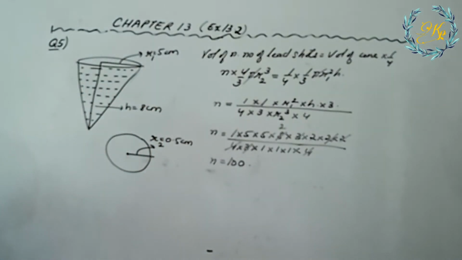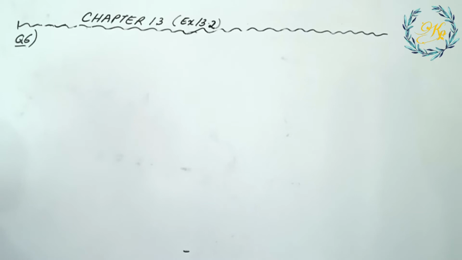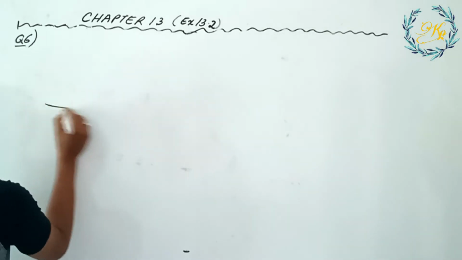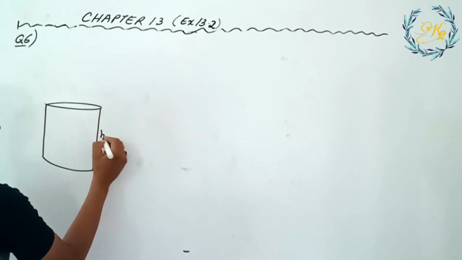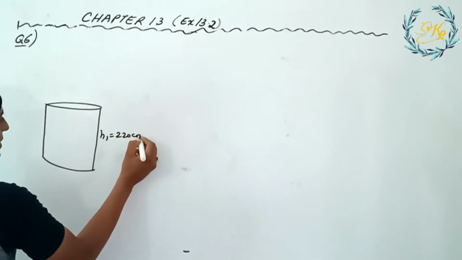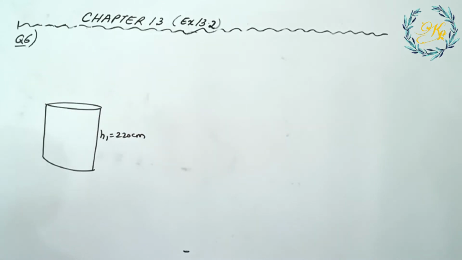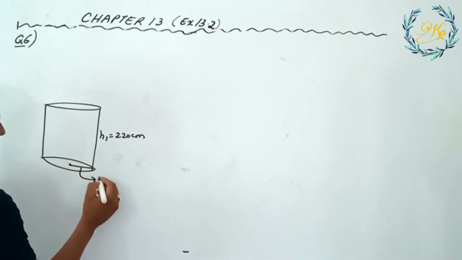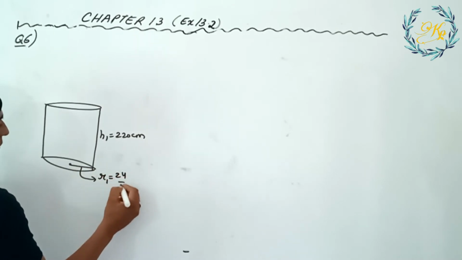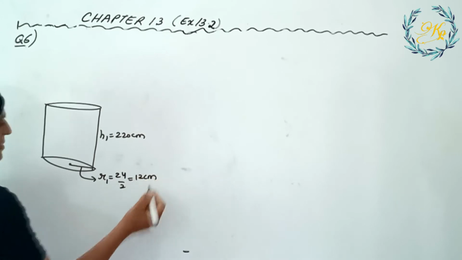In the last line you can write the number of lead shots placed in the vessel, or immersed or dropped in the vessel. In exercise 13.2, question number 6, we are given that a solid iron pole consists of a cylinder of height 220 centimeters. So we are given a longer cylinder. We can consider its height as h1, 220 centimeters, and it's given that its diameter is 24 centimeters. So the radius of it will be 24/2, which is equal to 12 centimeters.